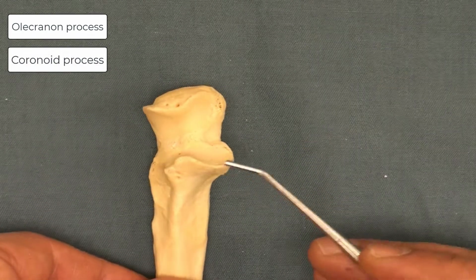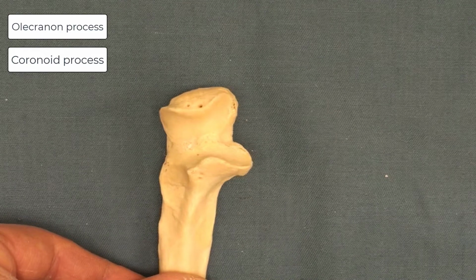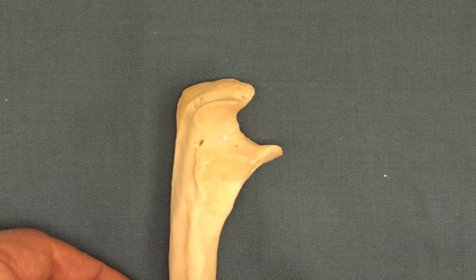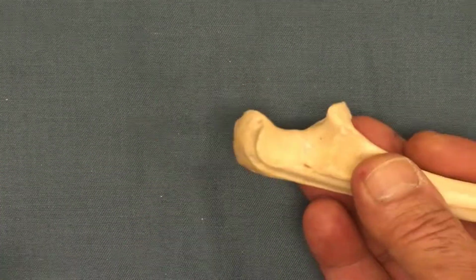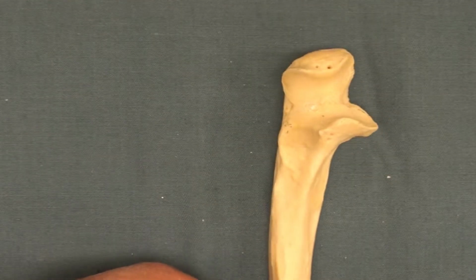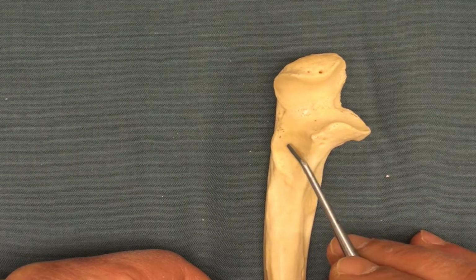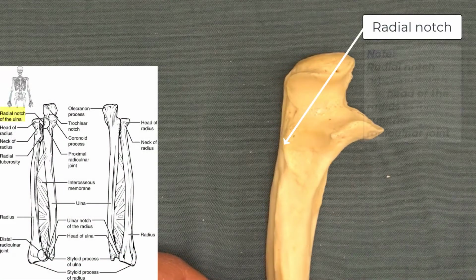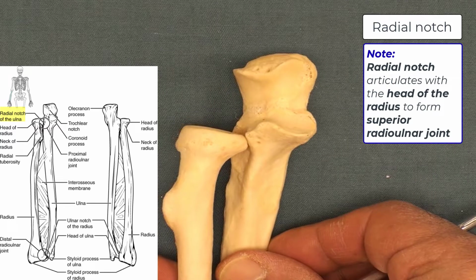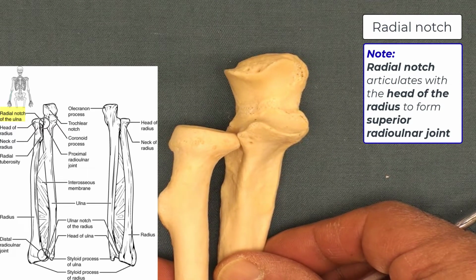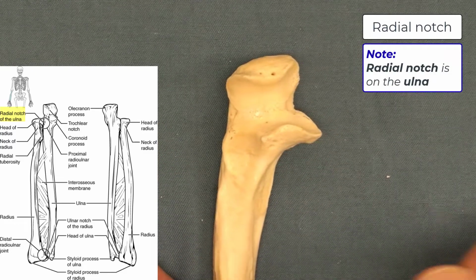Coronoid, olecranon. Between these two, we have a notch. I'm going to turn it so that you can see the notch better. The trochlear notch, right there. Now, on the lateral side of the coronoid process, right here, there is a notch known as the radial notch. The radial notch articulates with the head of the radius, right there, to form the superior radio-ulnar joint. Okay, heads up, the radial notch is on the ulna.